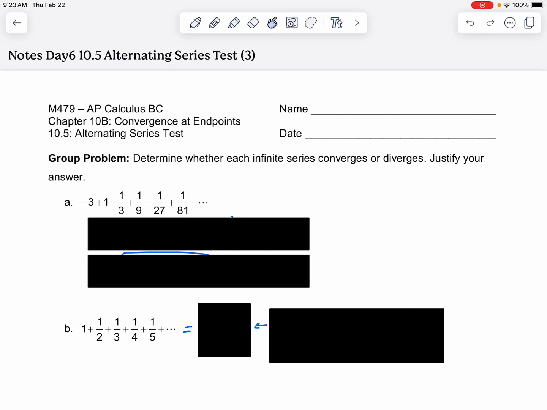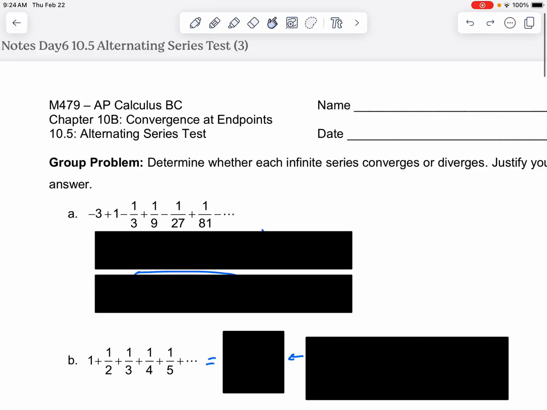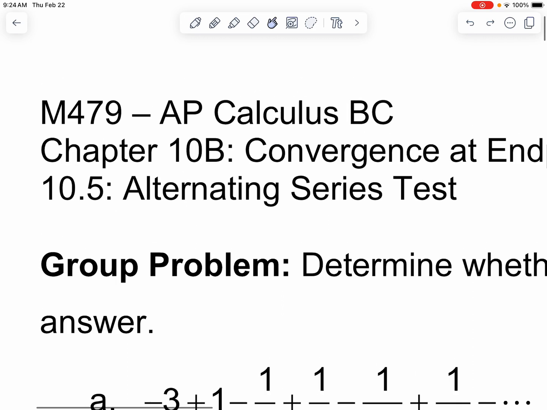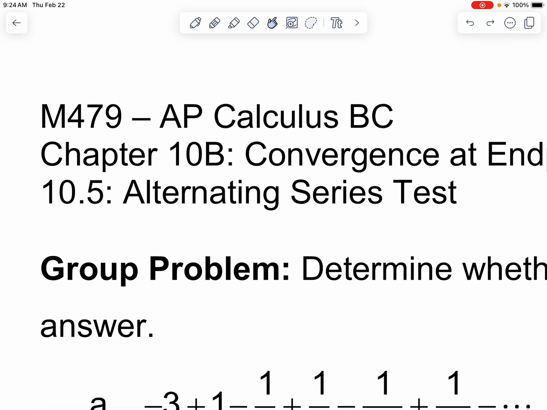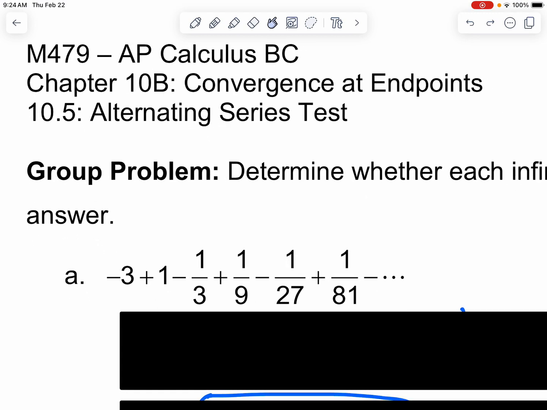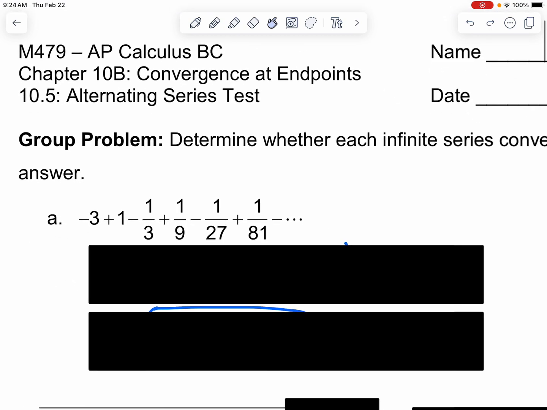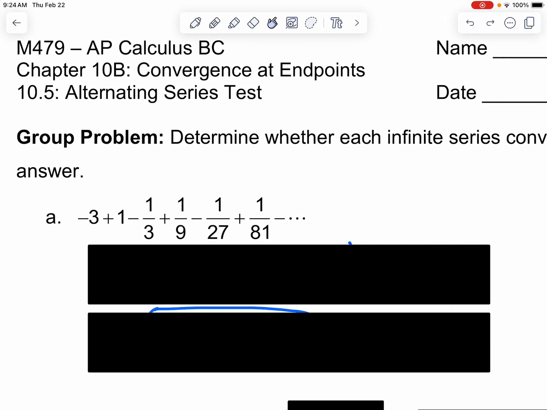Hi everyone. Today we're going to talk about the alternating series test. So this is going to be a new test for us in terms of determining whether or not a series is converging or diverging. But before we get to that, let's do a little bit of review. Let's take a look at a few other series, and we're just going to try to determine whether each infinite series will converge or diverge. And of course, we have to justify our answer somehow.